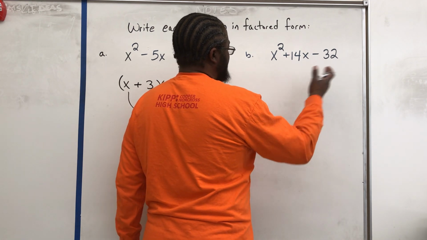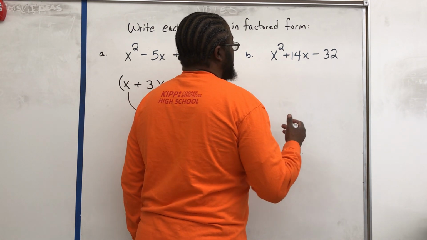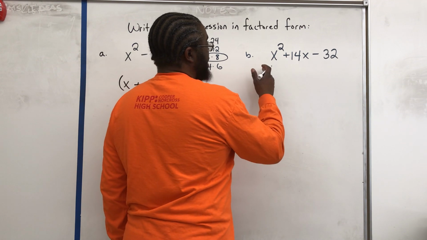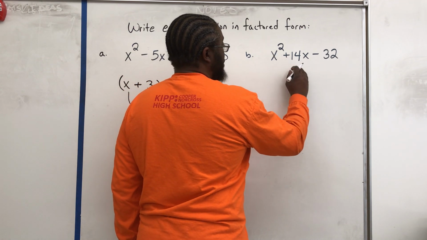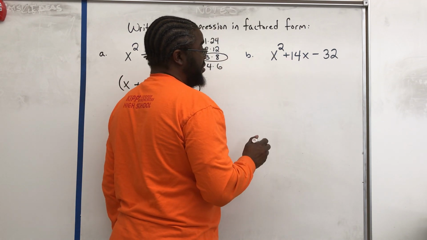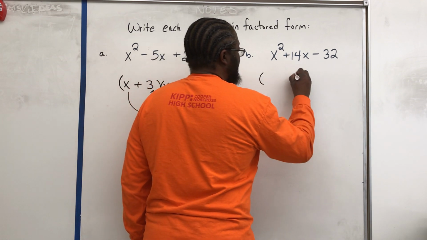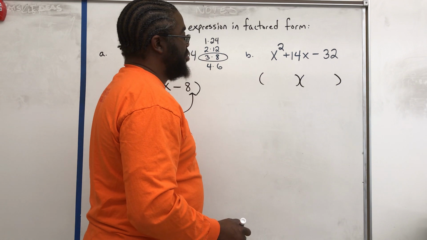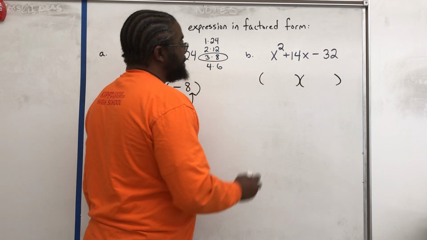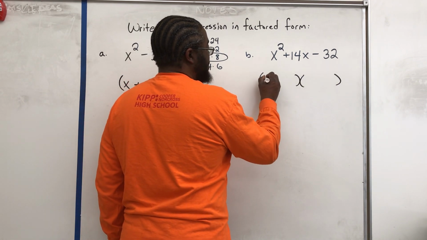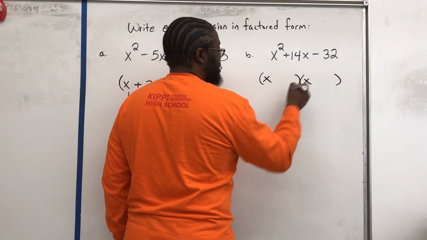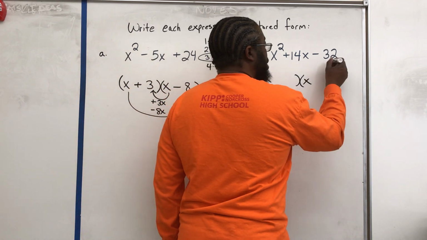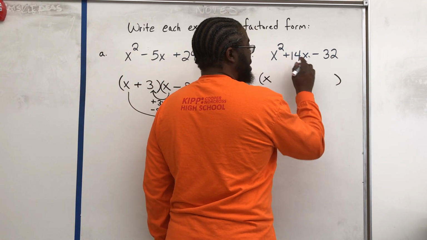Again, not the difference of perfect squares, it's a trinomial. I don't see anything that I can factor out of every single term, so there is no GCF. And so I break it up into two blank parenthesis sets for my binomials. X squared, I can break up into x times x. I'm going to look at the 32. I'll get the middle in a minute.